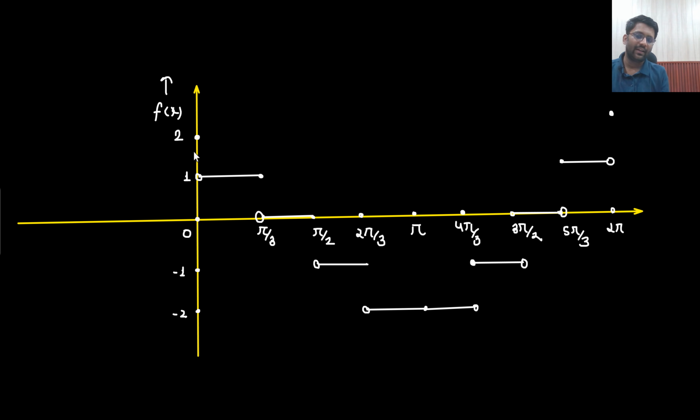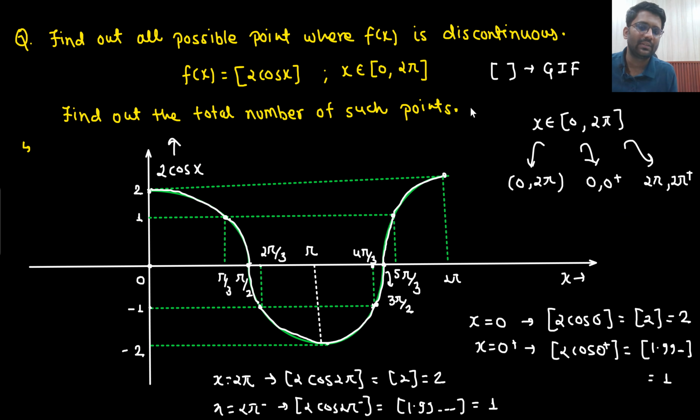So the graph has broken at 1 point, 2 point, 3 point. Basically here it is broken 1, 2, 3, 4, 5, 6, 7 and 8. So what is the total number of points? The answer is nothing but 8. This is the answer.